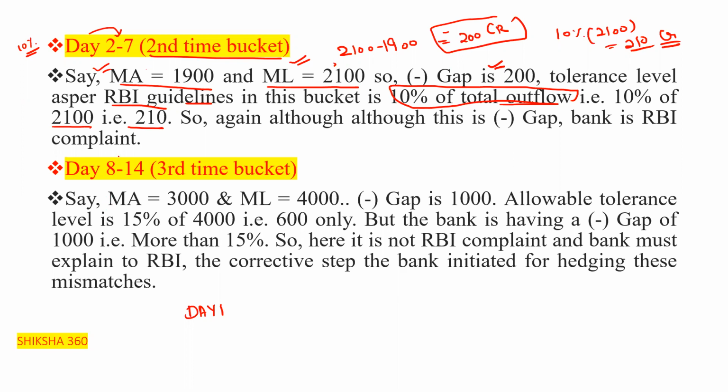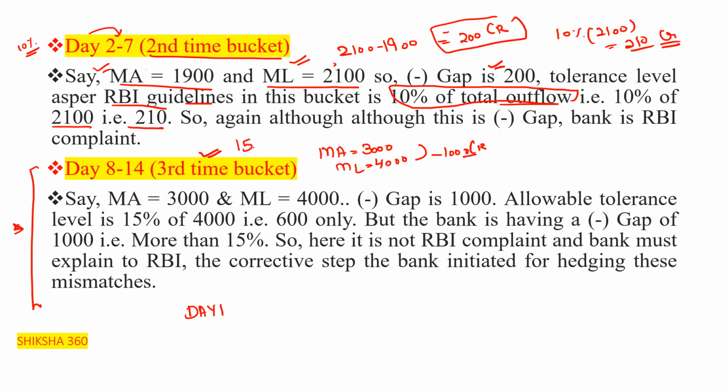Third one is basically day 8 to 14, the third time bucket. Basically these are the different examples to understand the concept. Say here the maturing asset is 300 crore and maturing liabilities is 400 crore, so this one is also negative. Negative is basically 1000 crore. So, the allowable tolerance.